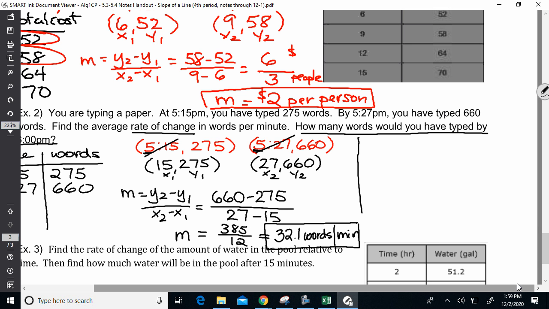There's the first part. Now we do the second part. How many words would you have typed by 6 o'clock? So at 5:27, you have 660 words. You want to know how many you're going to have by 6 o'clock.